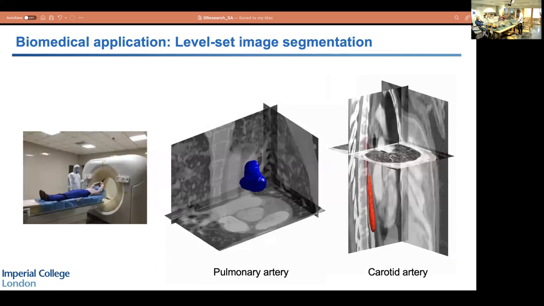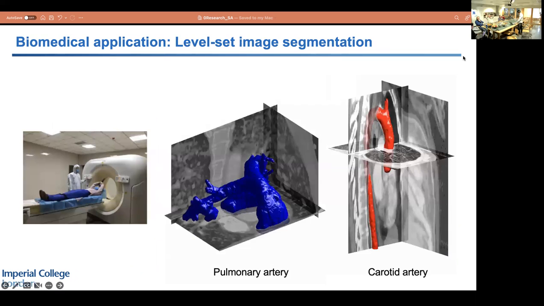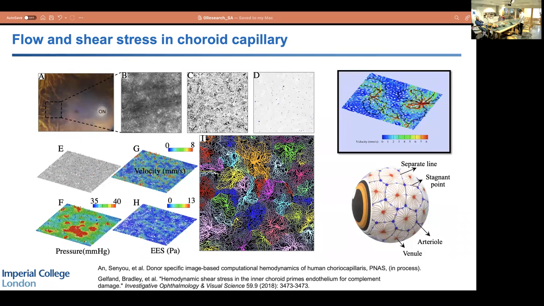Okay. The last but not least one is the biomedical application. This one is for image processing. It's the level set image segmentation. These are used to continually track the blood vessel and its shape, and also the blood flow in the human eye, the capillary layer. So we got the images from the donors, and then we do the segmentation, and we do the simulation to get the velocity, the pressure, and the wall shear stress distribution.